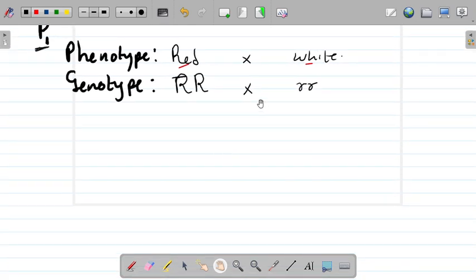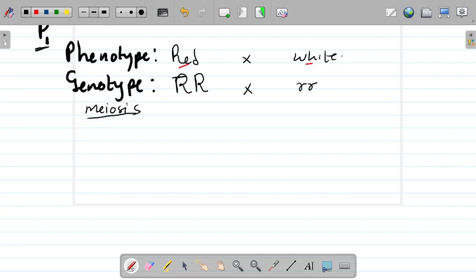Right. Now, I've noticed that for most learners, figuring out their genotypes is the problem. So we're going to go on. Then from there, what happens? For these two, before they are crossed, meiosis must occur.